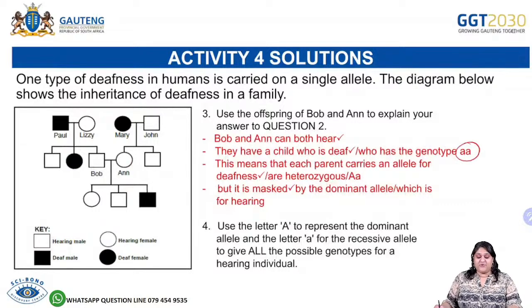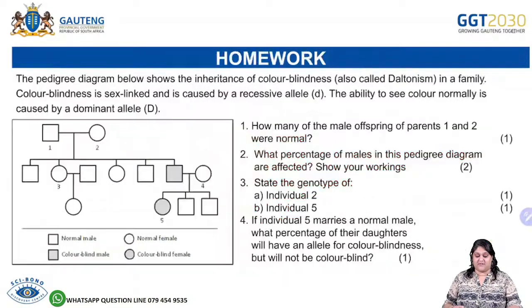Number 4, use the letter A to represent the dominant allele and the letter small a for the recessive allele to give all the possible genotypes for a hearing individual. So now that we know that the dominant allele is hearing, for a person to be hearing, what would they have to have? Yes, AA, homozygous dominant, or Aa, heterozygous for hearing, because the allele for hearing is going to mask the recessive allele for deafness. Okay, so that is how you get to that answer.